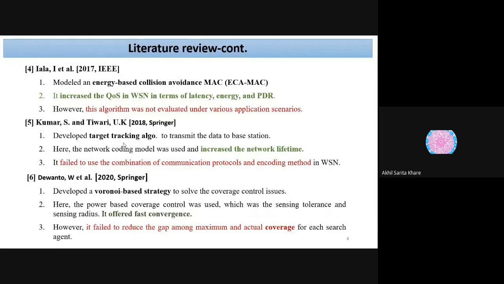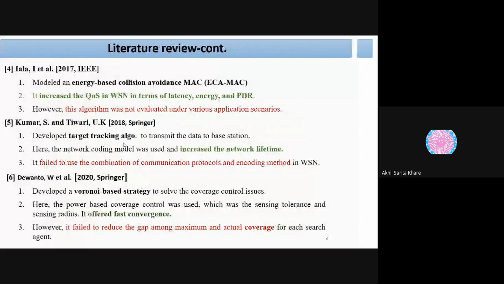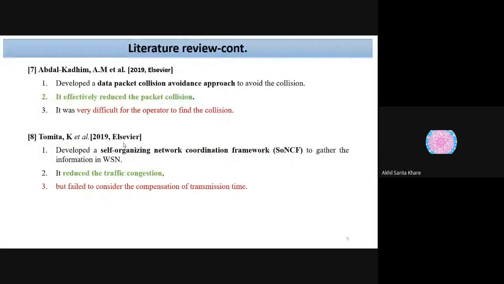So Devanto identifies a problem, but it failed to reduce the gap between the maximum and actual coverage for each search agent. The seventh proposal is by Abdul Qadim. It is effective at reducing packet collision, but it is very difficult for an operator to find the collision in a system. And the last protocol available, T-Controma, was published in 2019. It reduced the traffic congestion, but failed to consider compensation of traffic transmission time.